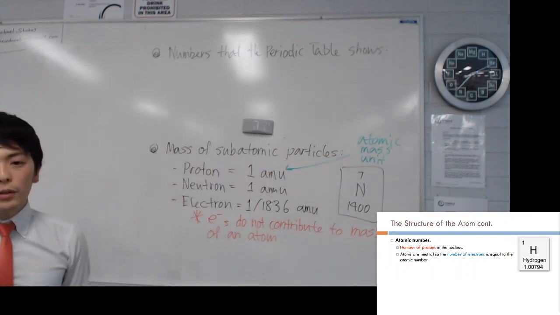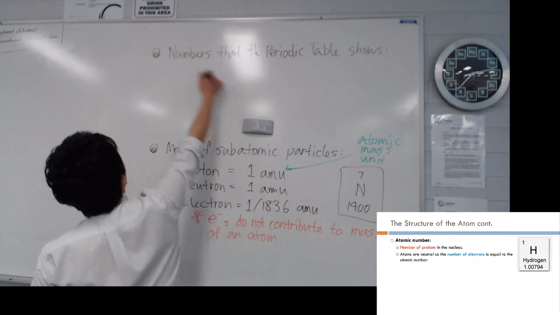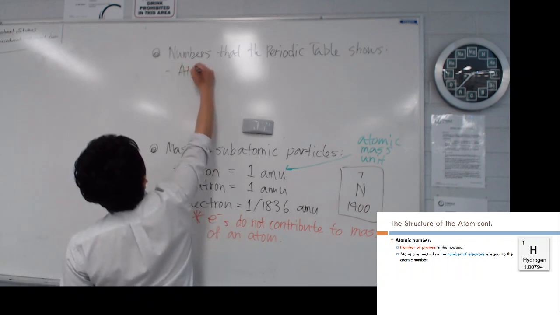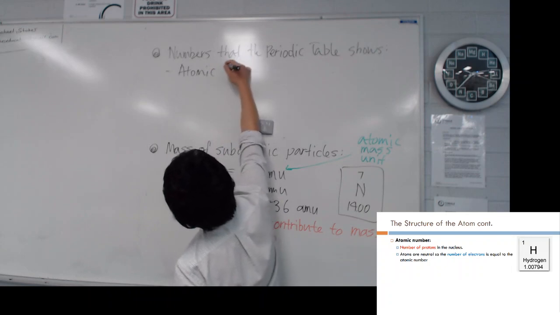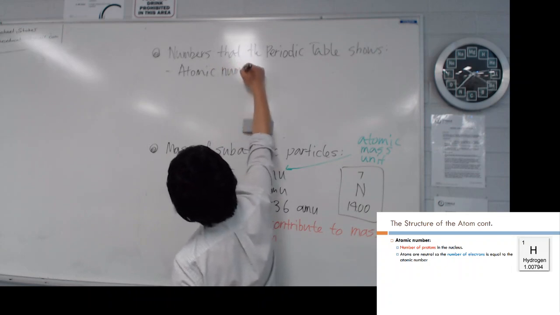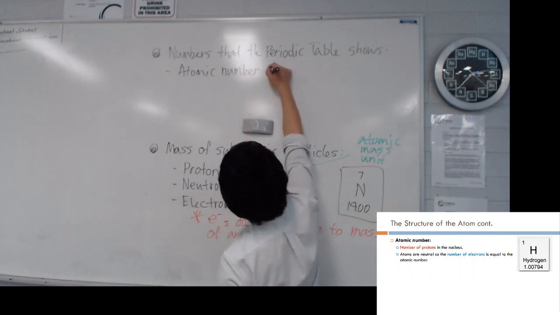So atomic number to start with, number of protons. So do we write what's on the calculator? What I'm writing, numbers on the periodic table. Atomic number.